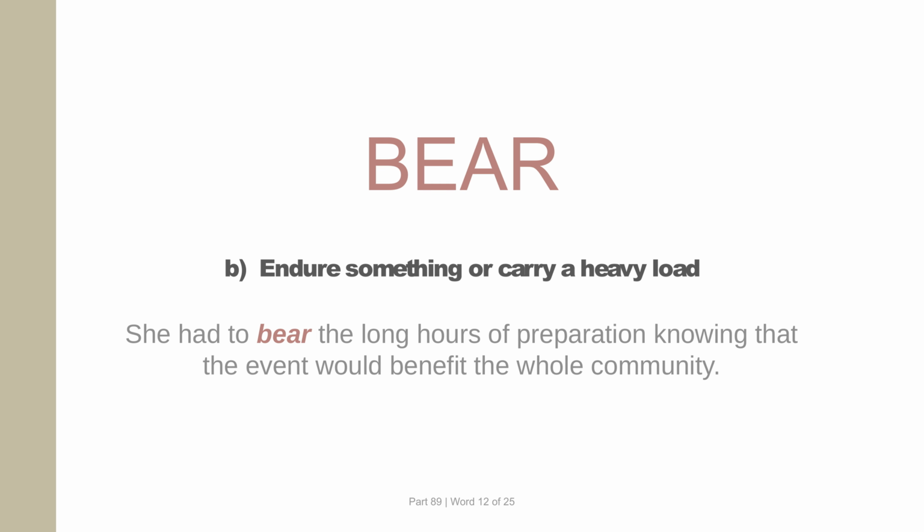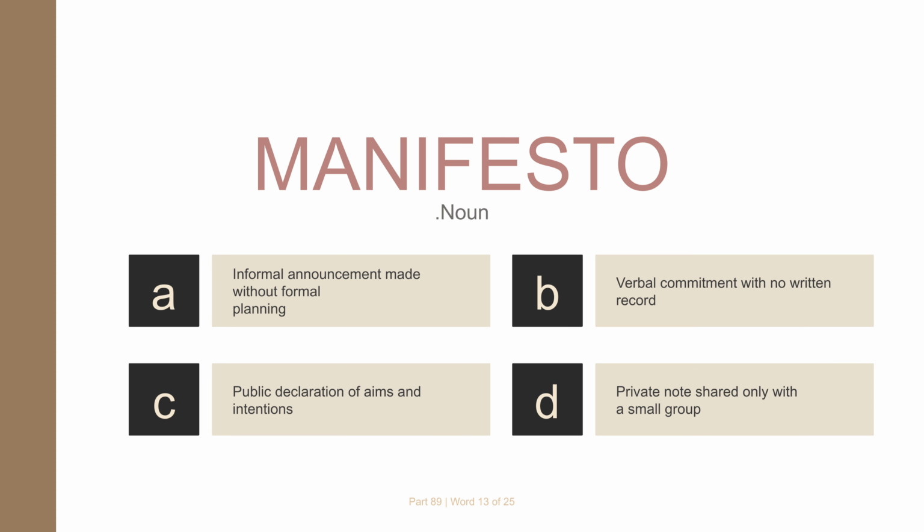Question 13. What is the meaning of manifesto? Option A. Informal announcement made without formal planning. Option B. Verbal commitment with no written record. Option C. Public declaration of aims and intentions. Option D. Private note shared only with a small group.